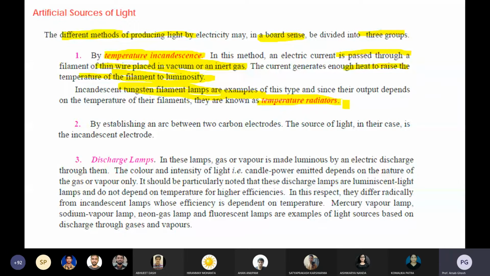By establishing an arc between two carbon electrodes, the source of light in this case is the incandescent electrodes. The discharge lamp also exists. In this lamp, the gas or vapor.